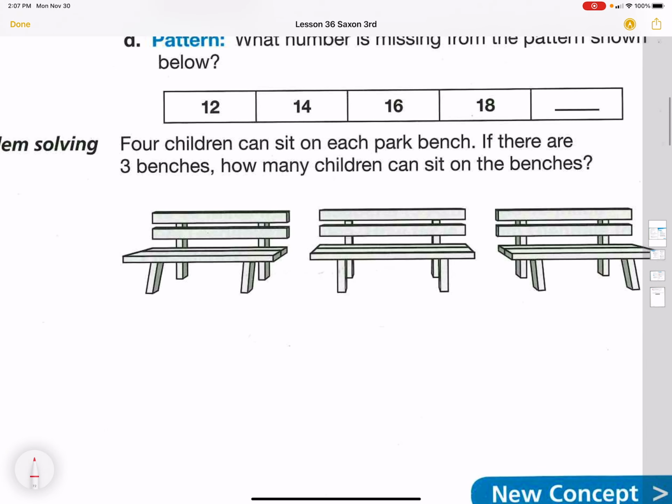Four children can sit on each park bench. If there are three, how many children can sit on the benches? And this is multiplication. We're going to start doing multiplication a lot after Christmas. But for now, we can draw four kids on each bench. And if you want to fast forward a little bit so you don't have to wait, you can.